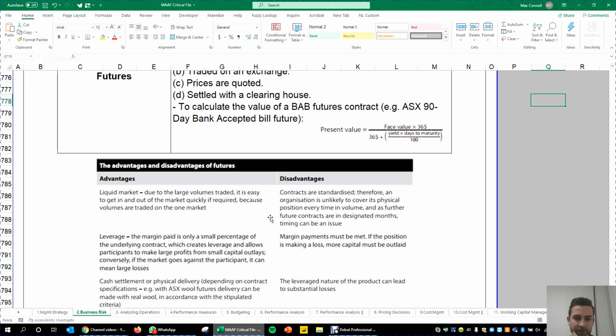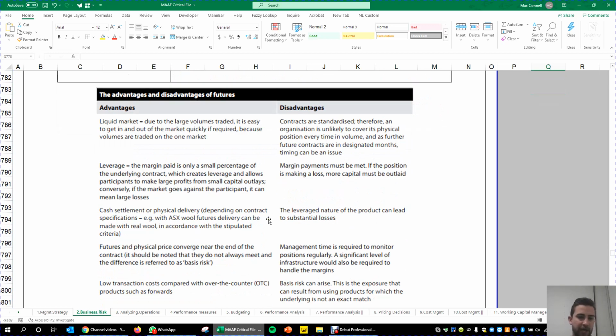Okay, so there's some advantages and disadvantages. So number one advantage is they're a liquid market because it's traded on stock exchange or whatever. There's a large amount of volumes. It's easy to sell, get in and out, and so forth. So leverage. The margin paid is only a small percentage of the underlying contract, which creates leverage and allows participants to make large profits from small capital outlays. Conversely, if the market goes against the participant, it can mean large losses.